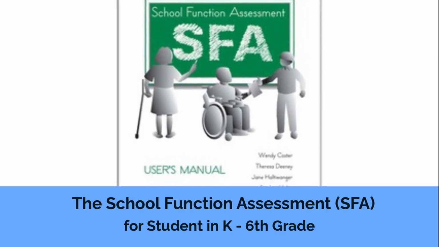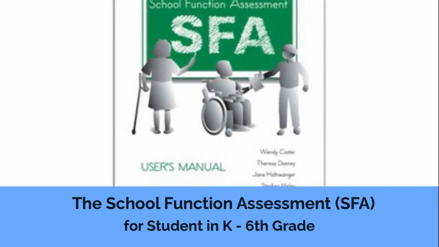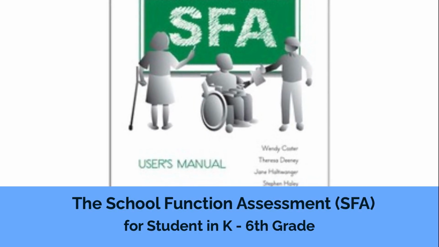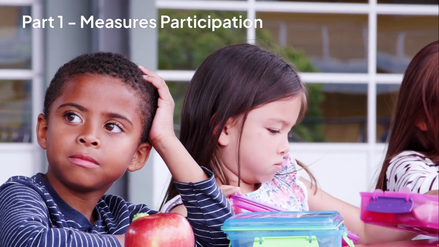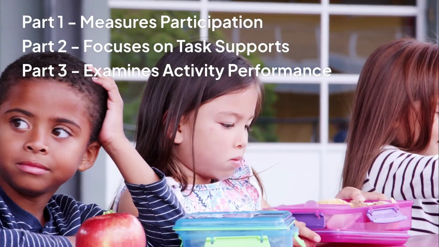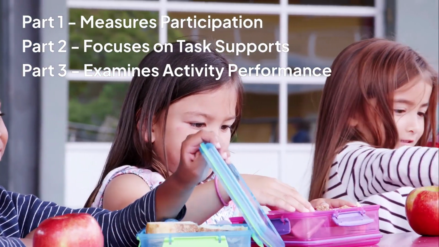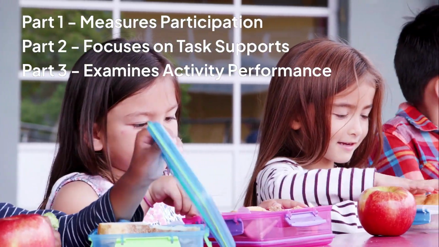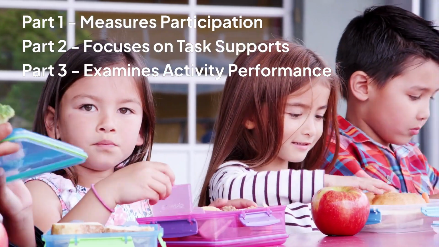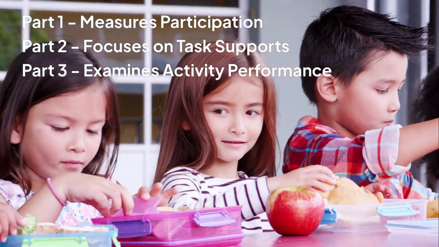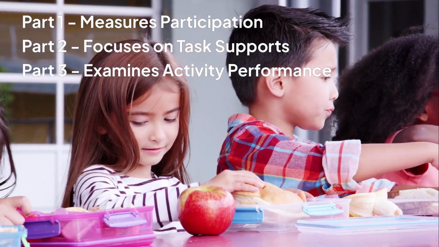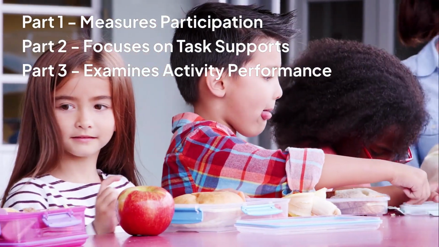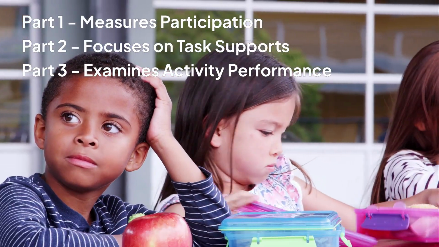The SFA is a standardized assessment designed specifically for school-based practice and is most appropriate for children in kindergarten through 6th grade. What makes this tool especially useful is its clear structure. It's divided into 3 parts. Part 1 measures participation across 6 key school settings, including the classroom, playground or recess, transportation, bathroom or toileting, transitions, and mealtime or snack time. Part 2 focuses on task supports, and Part 3 examines activity performance.